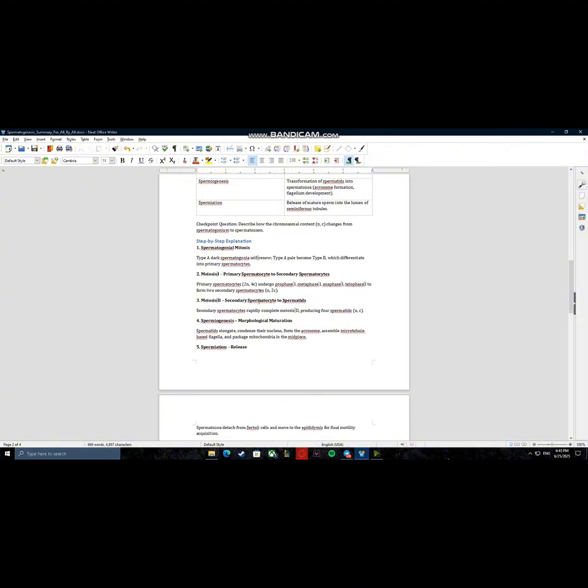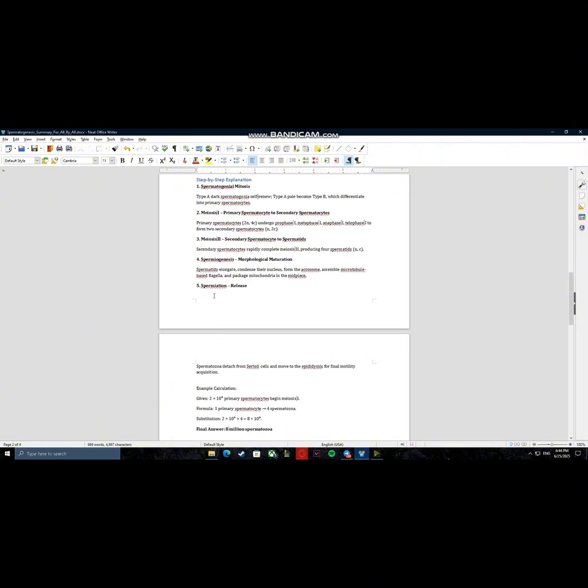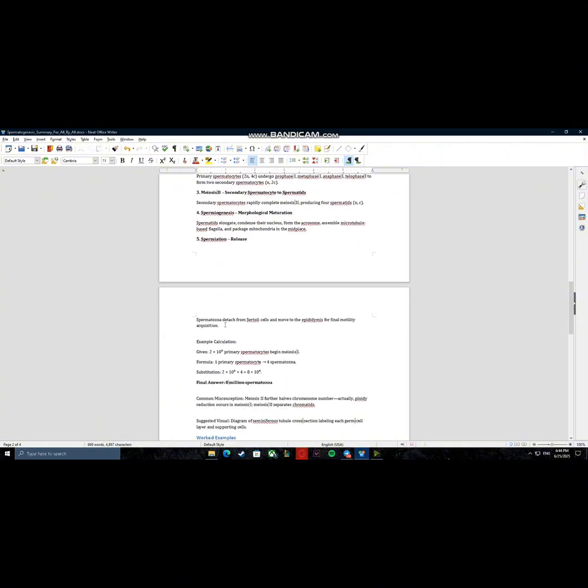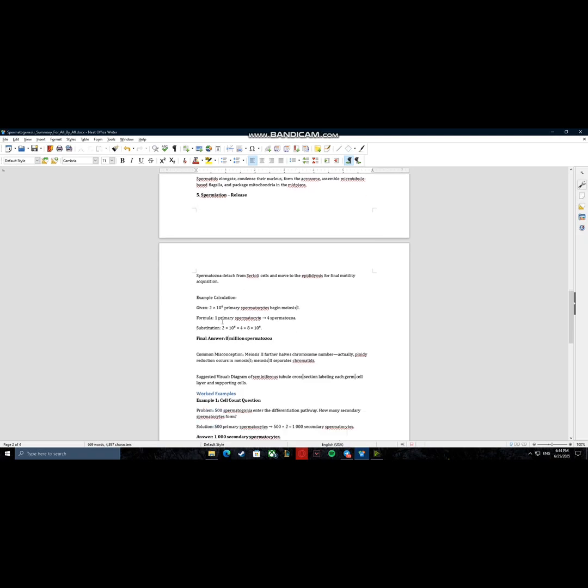Meiosis II, secondary spermatocyte to spermatids. Secondary spermatocytes rapidly complete meiosis II, producing 4 spermatids, 1N and 1C. Spermiogenesis is morphological maturation. Spermatids elongate, condense their nucleus, form the acrosome, assemble microtubule-based flagella, and package mitochondria in the midpiece. Spermiation is the release. Spermatozoa detach from Sertoli cells and move into the epididymis for final motility acquisition.